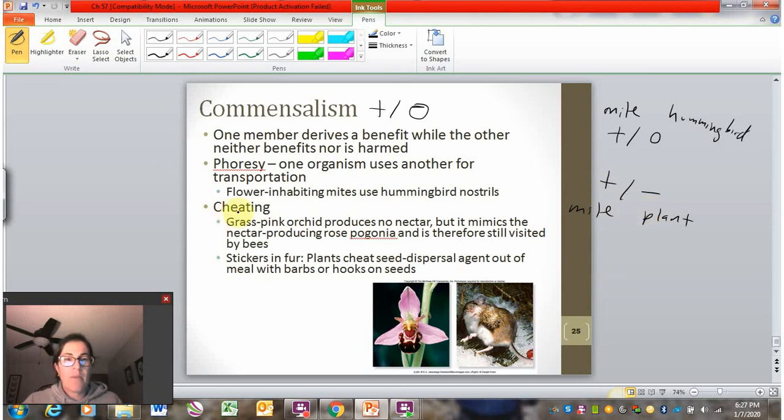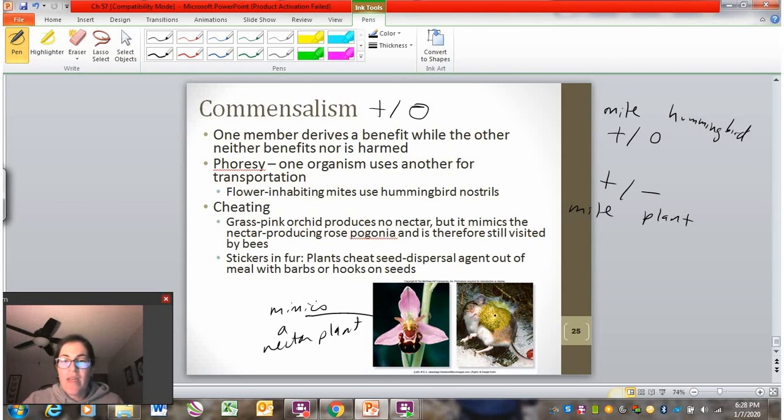We also have commensalisms that involve cheating. So this flower right here is a mimic. It looks like a plant that has nectar. So insects will go into this plant thinking they're going to get some nectar when there actually isn't any. So the bees go in, they try to get nectar, and then they leave, and as they leave, they take the pollen. It didn't really harm the bee, like it didn't hurt the bee to waste its time there. The flower is benefiting because it didn't have to make any nectar and it's still getting pollination.